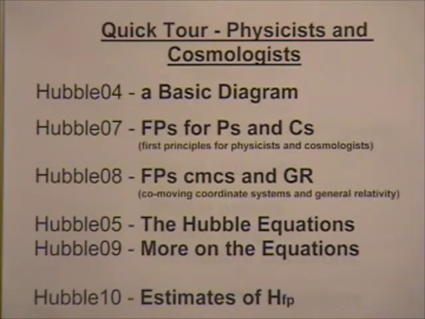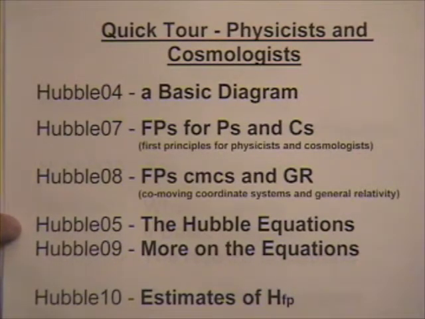And in a similar way, here's a quick tour for physicists and cosmologists. Hubble04 is the basic diagram. Hubble07, First Principles for physicists and cosmologists. Hubble08, First Principles, co-moving coordinate systems and general relativity. Hubble05, the Hubble equations. Hubble09, more on the equations. Hubble10, estimates of the Hubble constant calculated from first principles.